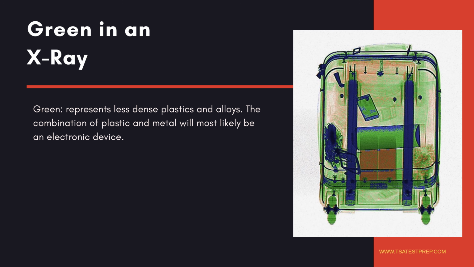Again, take a few seconds to study the image. In this image, you can see the form of a cylindrical aerosol hairspray can. Get yourself used to identifying shapes and not just colors within the X-ray.